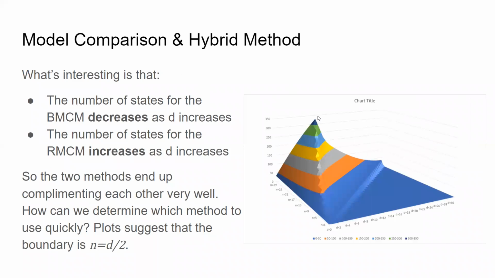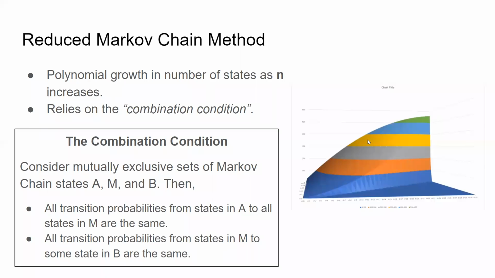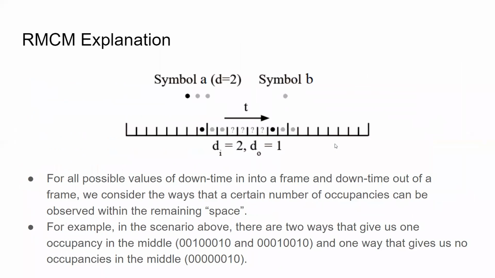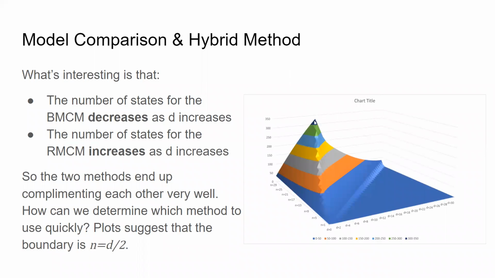But then you get the most advantage by actually combining them in the way that I just said, by just taking the minimum of these two. If you take this and this and find the minimum, you get this, and you can see this ridge over here, and that's where the boundary is. On the left side of the boundary is where RMCM has the fewer number of states, and here is where D equals 0, where BMCM would have that super large number of states.